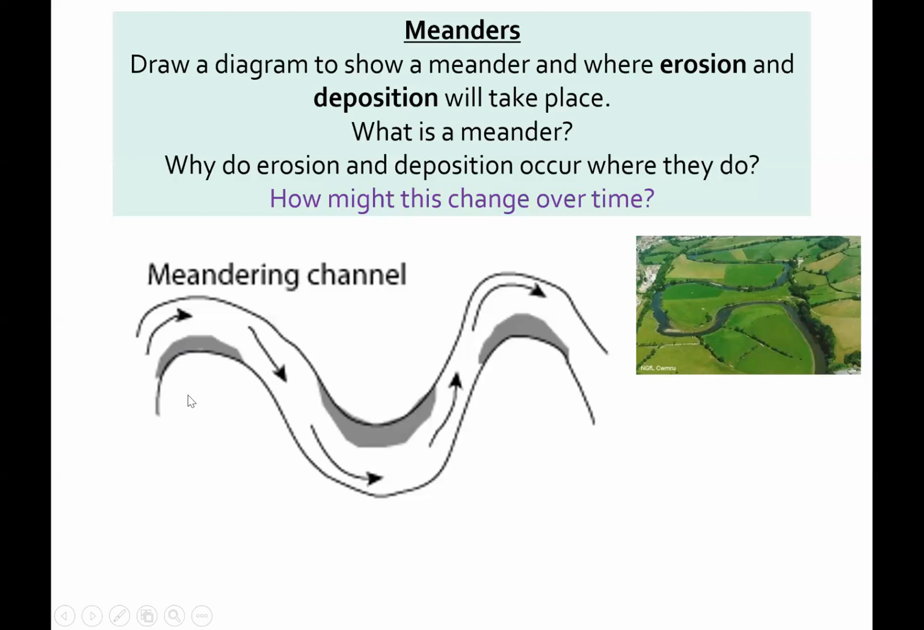And that type of erosion, where it occurs outwards, that's our lateral erosion. So make sure you've drawn your diagram, that you've marked on where your erosion and deposition will take place, what your meander is, and why erosion and deposition occur where they do. And how might this change over time? Well, those bends start to become bigger. So your meander becomes bigger, more winding, until eventually the meander will cut all the way through and form an oxbow lake, and we'll come back to that later.